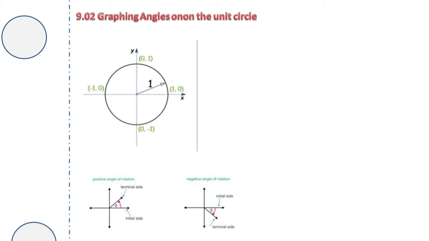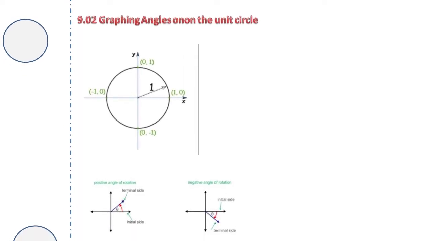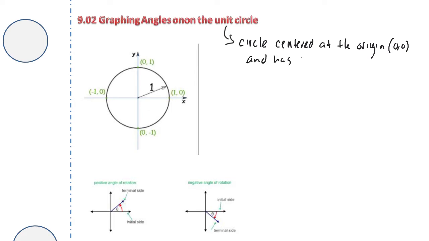So today we're going to talk about graphing angles on the unit circle. And first, let's just define the unit circle and what that is. So a unit circle is just right here to the left. And it is just a circle on the coordinate plane that is centered at the origin, 0, 0, with a radius of 1. So write down that definition.